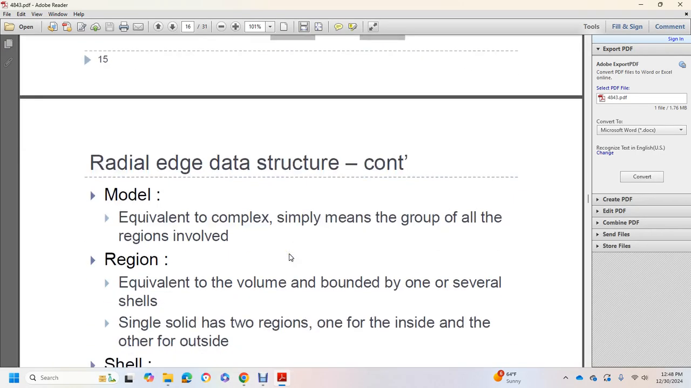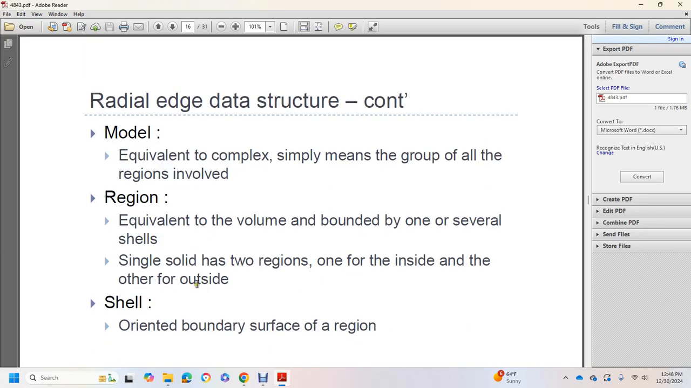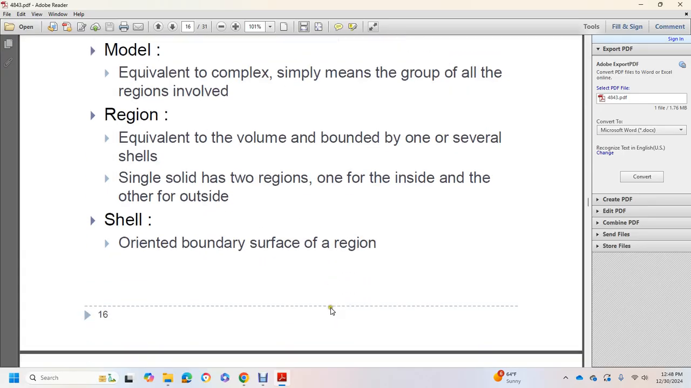Radial edge data structure, continued. Model: equivalent to a complex, meaning the group of all of the regions involved. The region is equivalent to a volume bounded by one or several shells. A single solid has two regions, one for the inside and the other for the outside. A shell is an oriented boundary surface of the region.